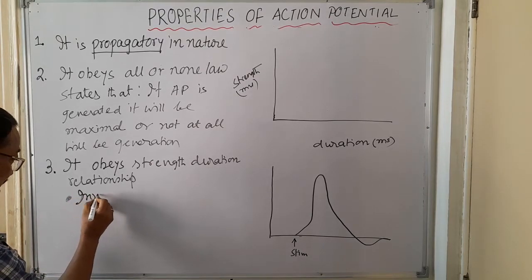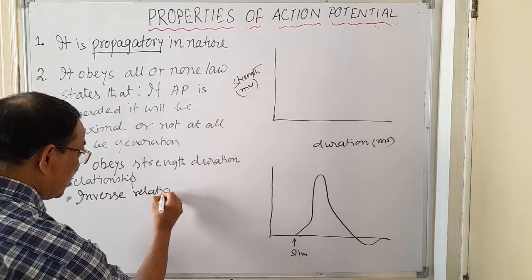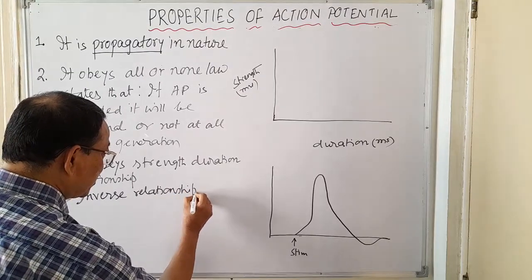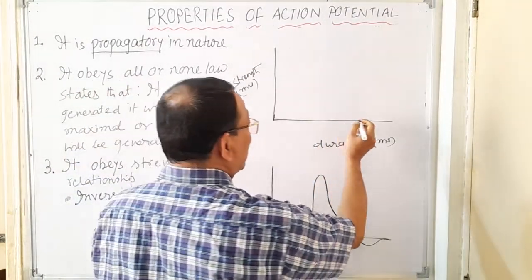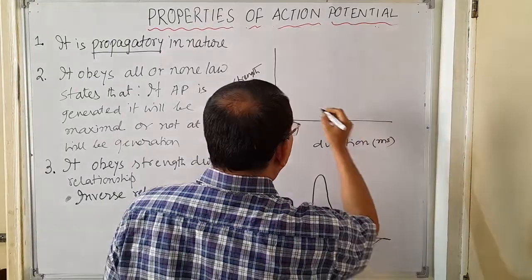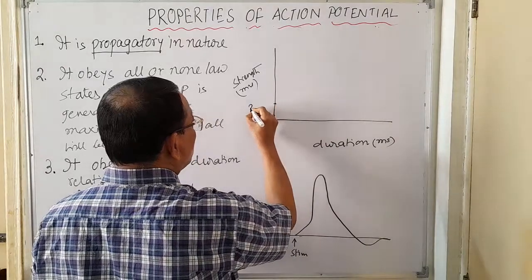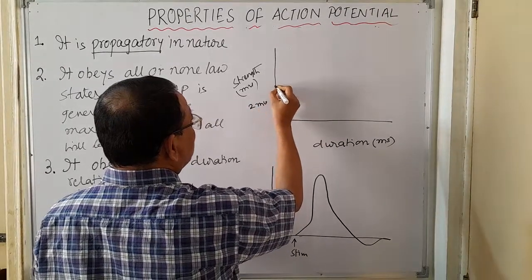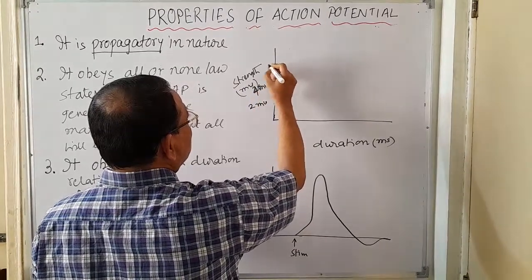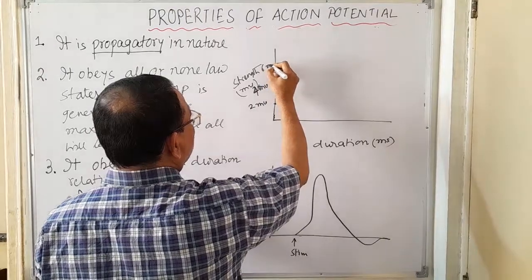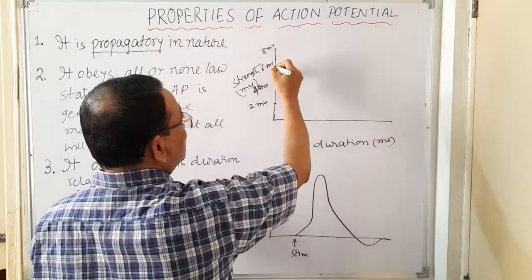There is an inverse relationship. Inverse relationship is present between the strength and the duration. Let us explain with the help of this graph. Suppose this is the voltage 2 millivolt. This is the voltage 4 millivolt. This is the 6 millivolt and this is the 8 millivolt strength.